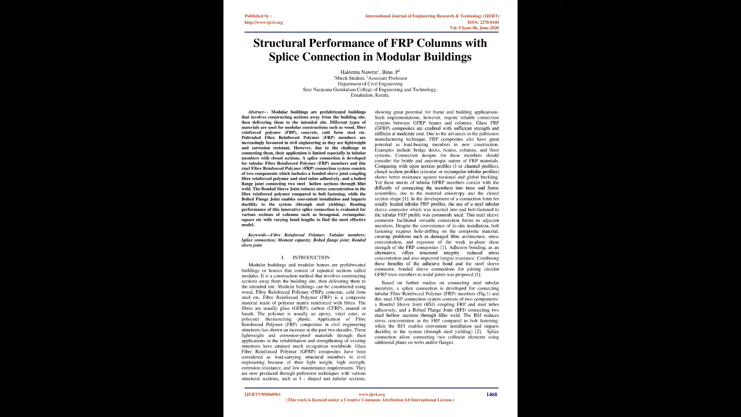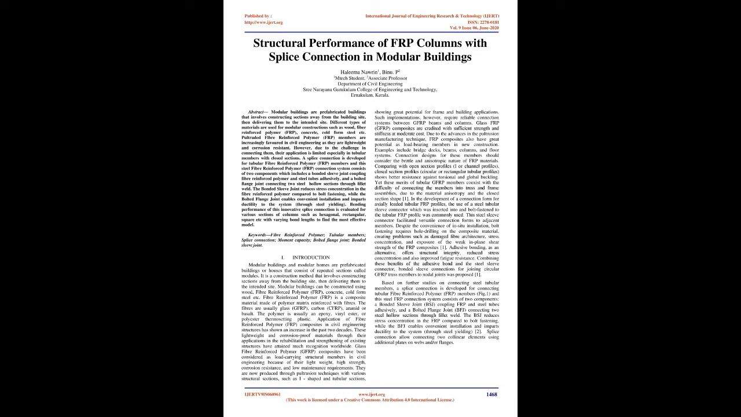Such implementations, however, require reliable connection systems between GFRP beams and columns. Glass FRP, GFRP, composites are credited with pseudo-ductile strength and stiffness at moderate cost. Due to the advances in the pultrusion manufacturing technique, FRP composites also have great potential as load-bearing members in new construction. Examples include bridge decks, beams, columns, and floor systems.